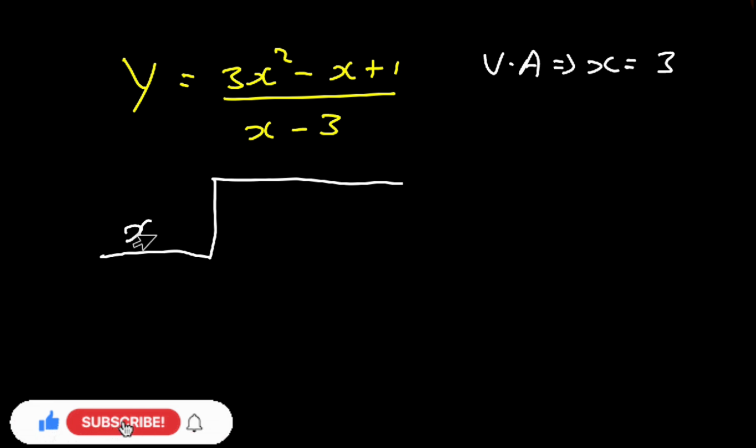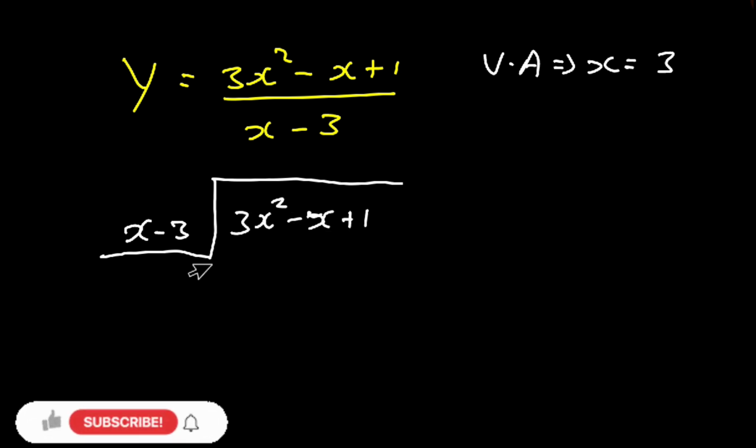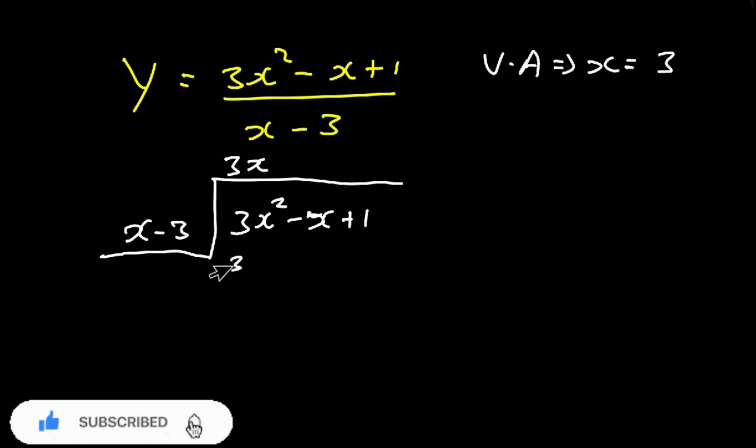We have x minus 3. Let's use x minus 3 and divide the numerator, which is 3x squared minus x plus 1. Now 3x squared divided by x, we get 3x. Then let's multiply: 3x times x is 3x squared. 3x times -3 is -9x.